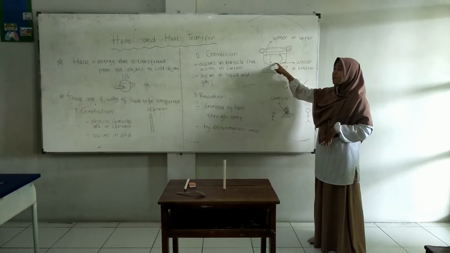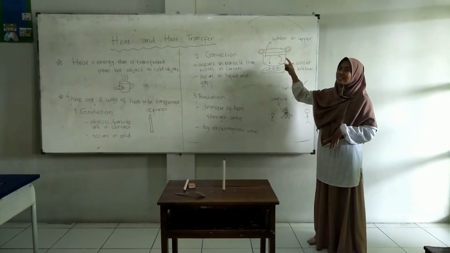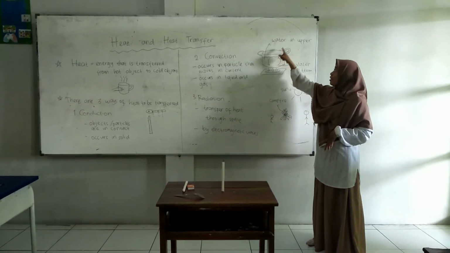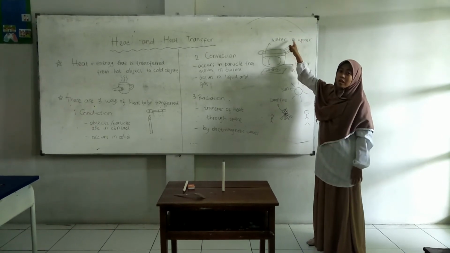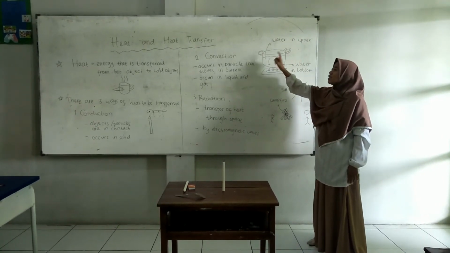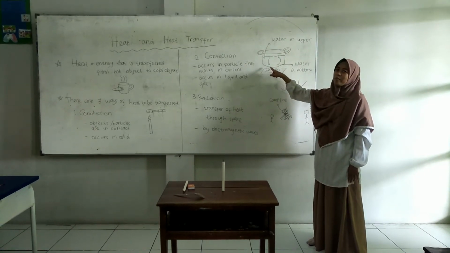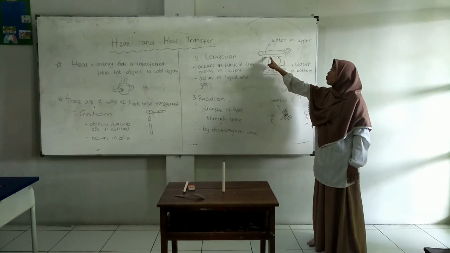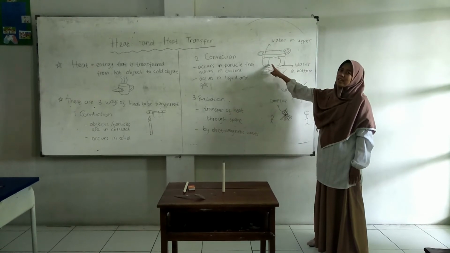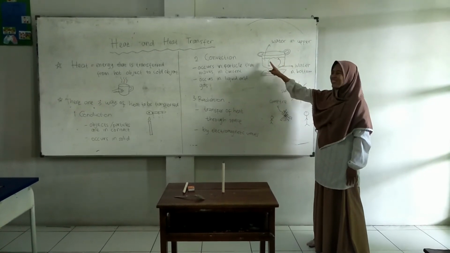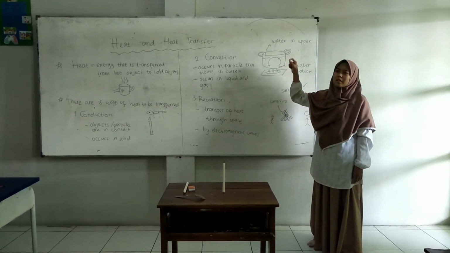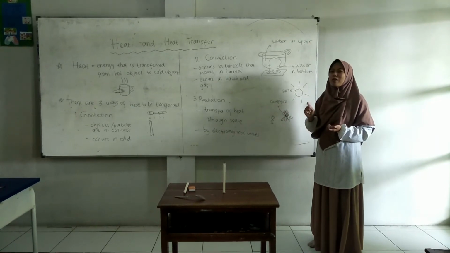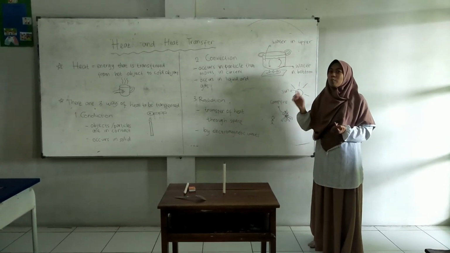And because it is hotter, it is less dense. Because it is less dense, it will move to the upper side. And the water in the upper side is colder, because it is farther from the flame. Because it is colder, it is more dense. And because it is more dense, it will move to the bottom side, and it will form a current. You can see the current that looks like bubbles when you boil water. You remember, right? When you boil water, there will be bubbles.